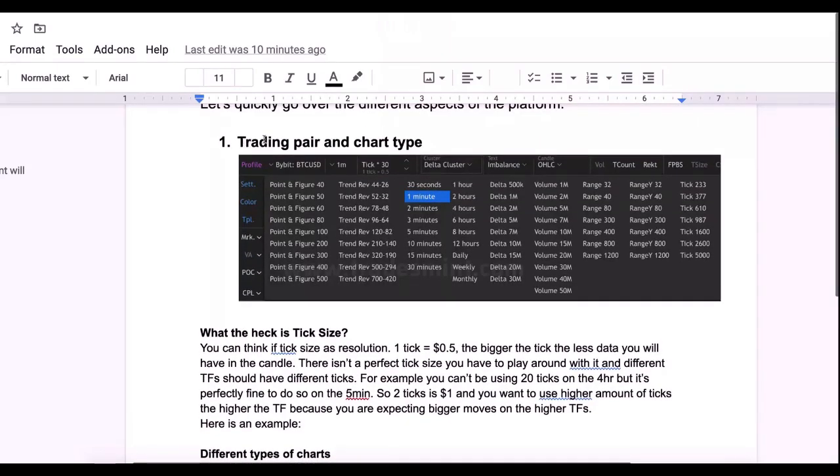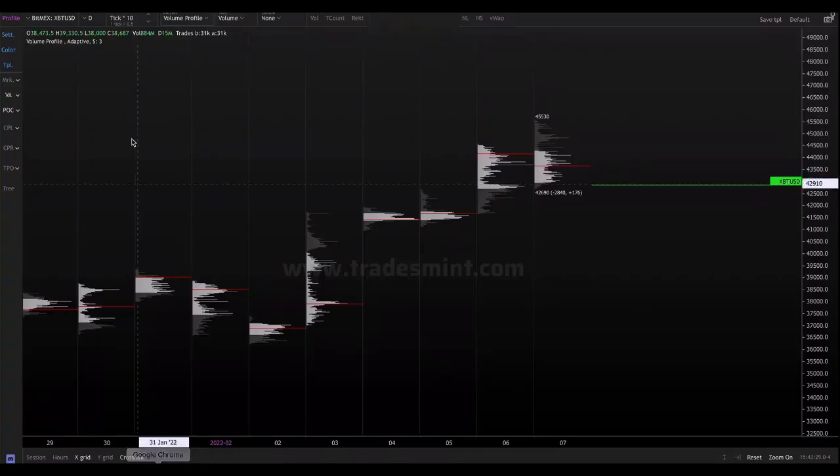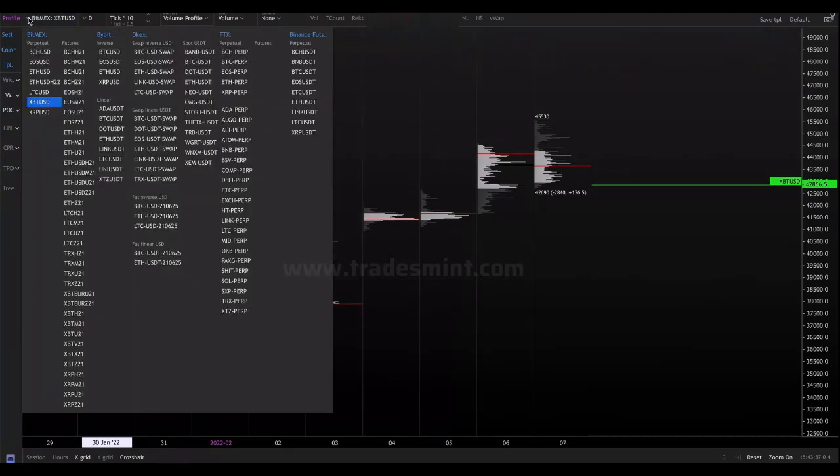So first of all, we have the trading pair and chart type. If we come back over here and we come up here where it says BitMEX XBT USD, this is where we can choose our trading pair and our chart type. Okay, so if you click the down arrow here at BitMEX XBT, you can see that you can select which cryptocurrency pair you would like to trade. And you can see that we are able to choose from different exchanges. It's very similar to TradingView.